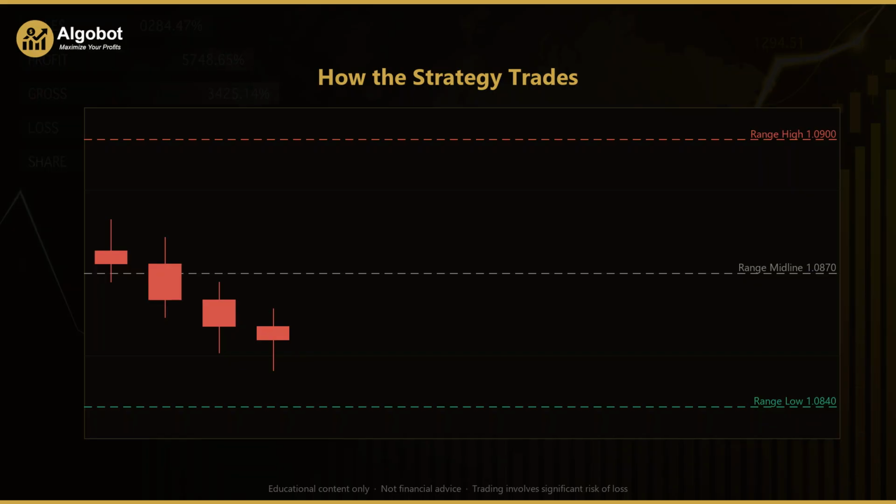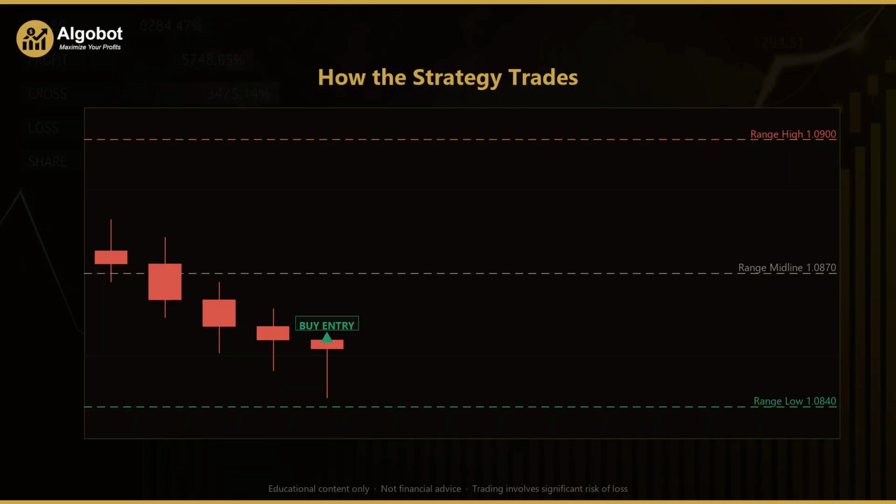Watch the first several candles. Price drifts down from the midline, ticking lower bar by bar, but staying comfortably inside the range. None of these candles qualify for a trade yet, because the strategy is waiting for one specific thing, a rejection right at a boundary. Then it happens.